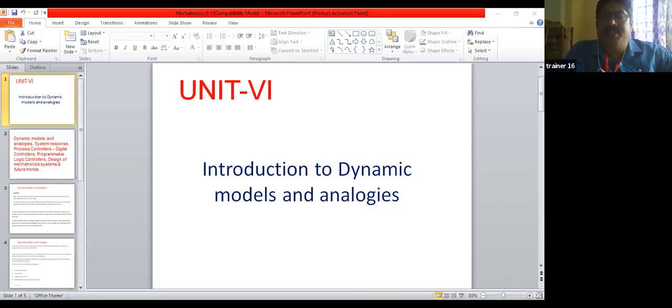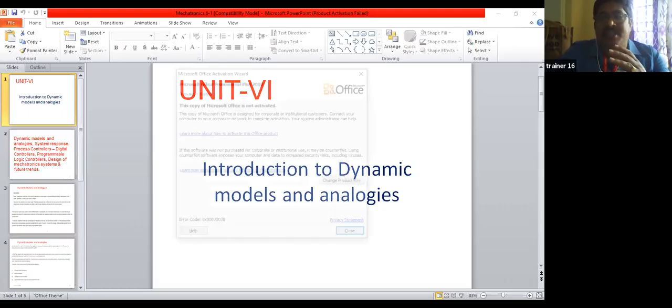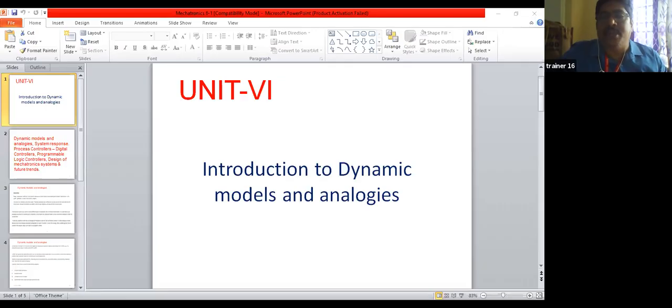I will go for the summary of the units, so that you can understand step by step. The contents in the mechatronics syllabus are very beautiful, and it is given very clearly step by step. I will explain from unit one onwards, a brief summary of what you studied from unit one up to unit five. Lastly, we are going to unit six.